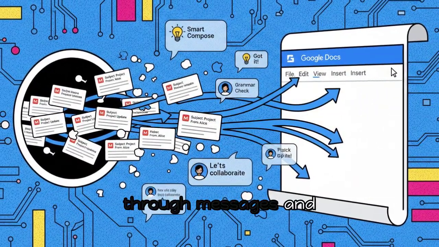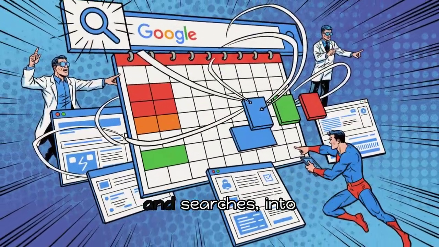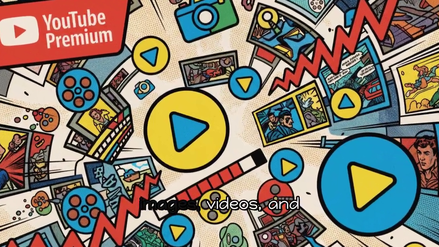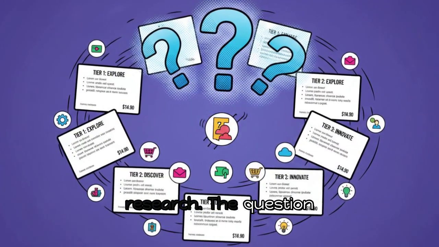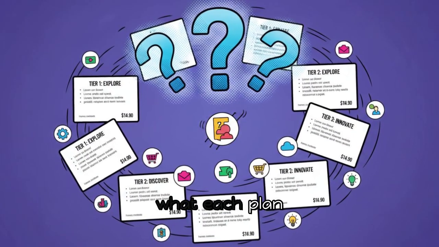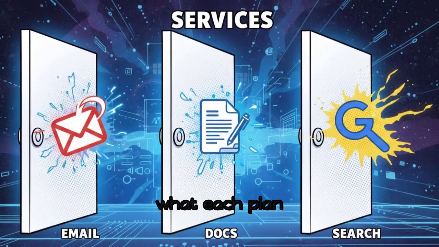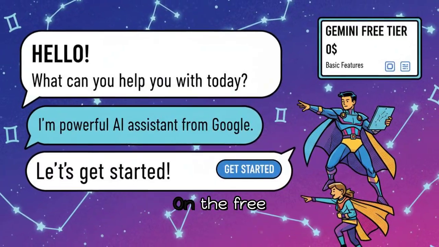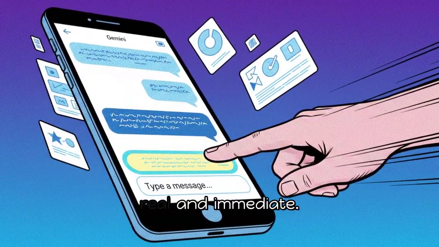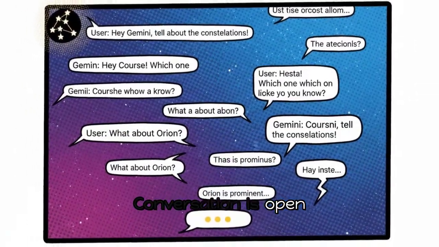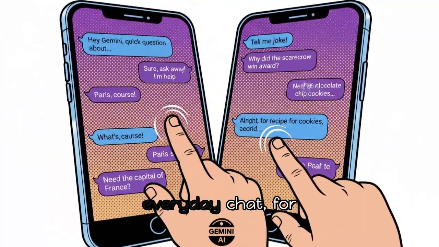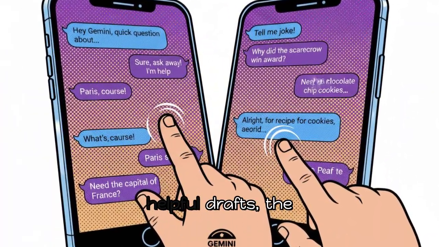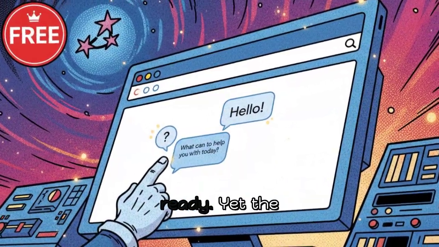It threads through messages and documents, through calendars and searches, into images, videos, and research. The question is not only what each plan costs, it is what each plan unlocks. Begin with Gemini, the face most people recognize. On the free plan, access is real and immediate. Conversation is open and ongoing. For everyday chat, for quick answers and helpful drafts, the free tier stands ready.